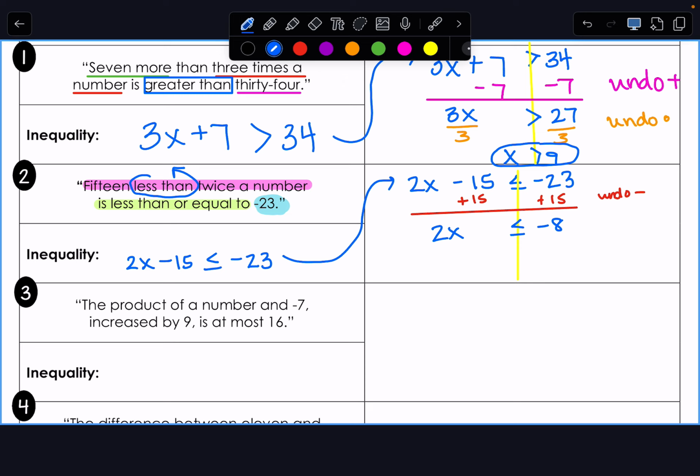Now, what are we going to do next? Divide. Now we're going to divide by 2 to undo our multiplication so that x is less than or equal to negative 4.